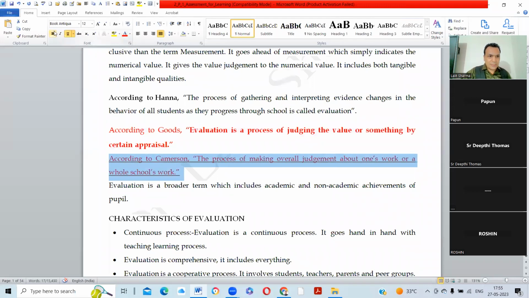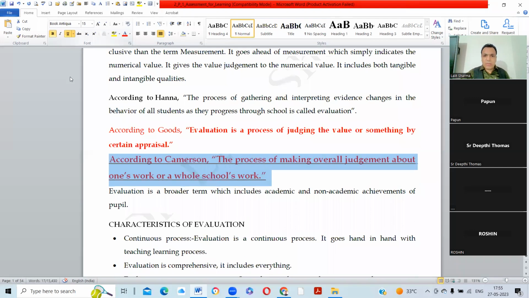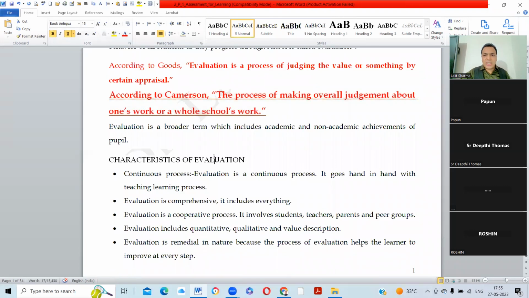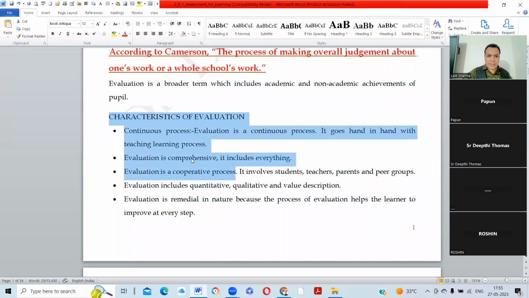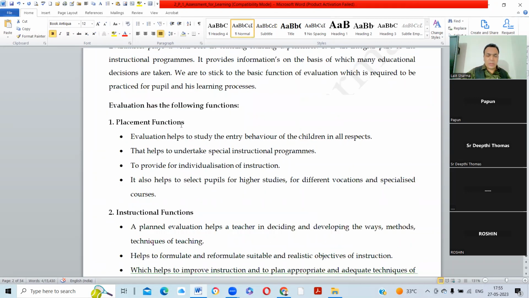Cameron has said that it is the process of making overall judgment about one's work or a whole school's work. This is called evaluation, right? Then you can talk a little bit about characteristics of evaluation, purpose and functions of evaluation. What are the functions and purpose of evaluation?